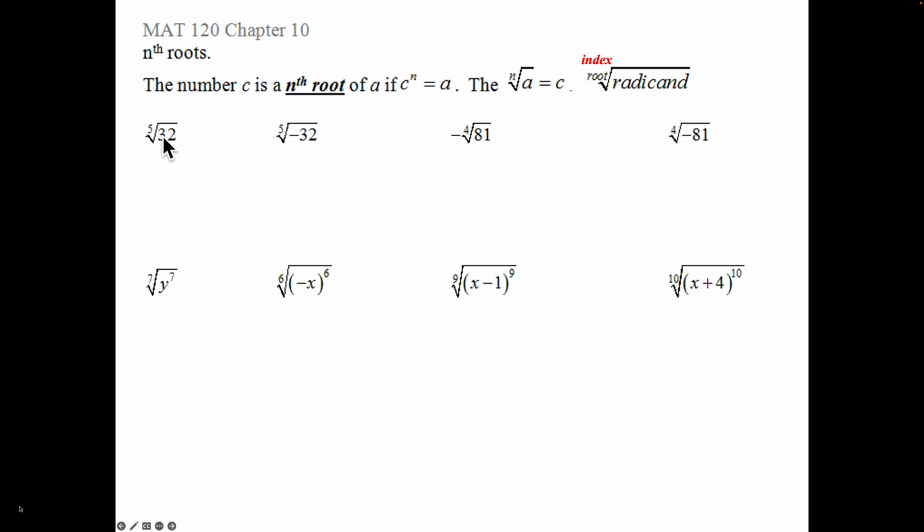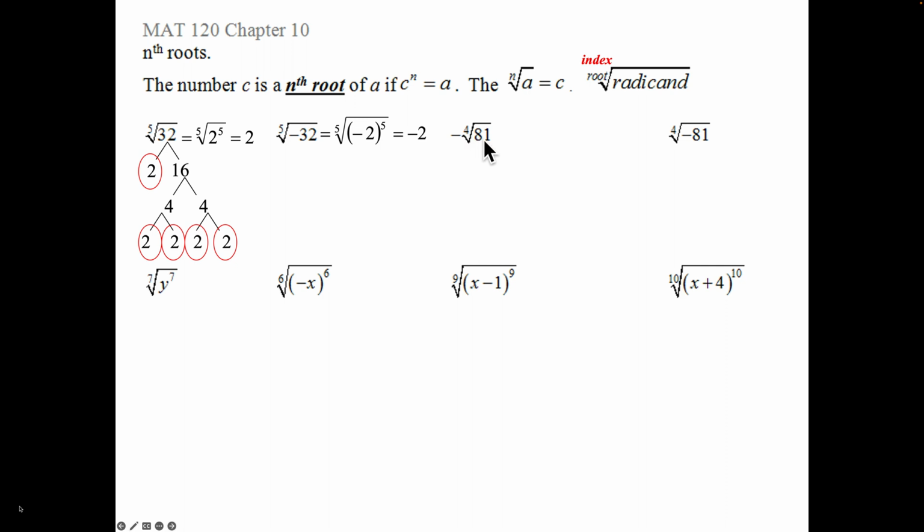The 5th root of 32, break the 32 down to 2's. 2 times 16, 16 is 4 and 4, 4 2's, 5 2's all together. The 5th root of 32, or the 5th root of 2 to the 5th, is 2. If it's a negative, it's odd, it's just going to be a negative 2.